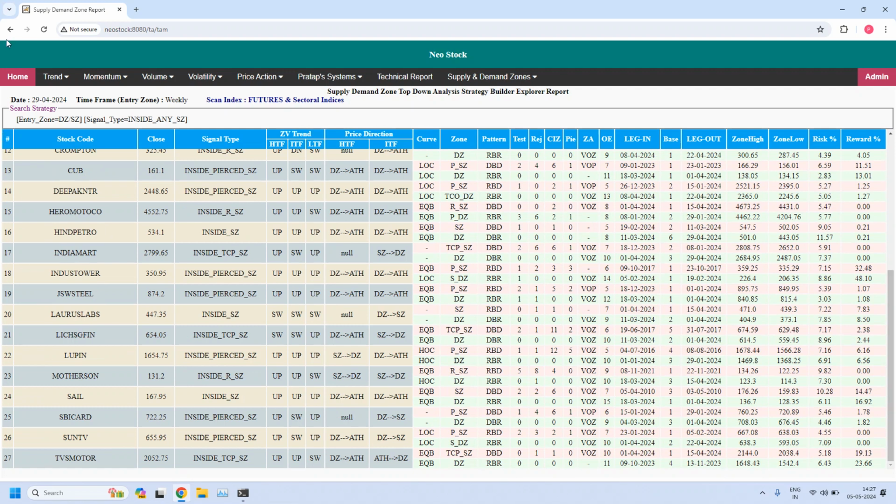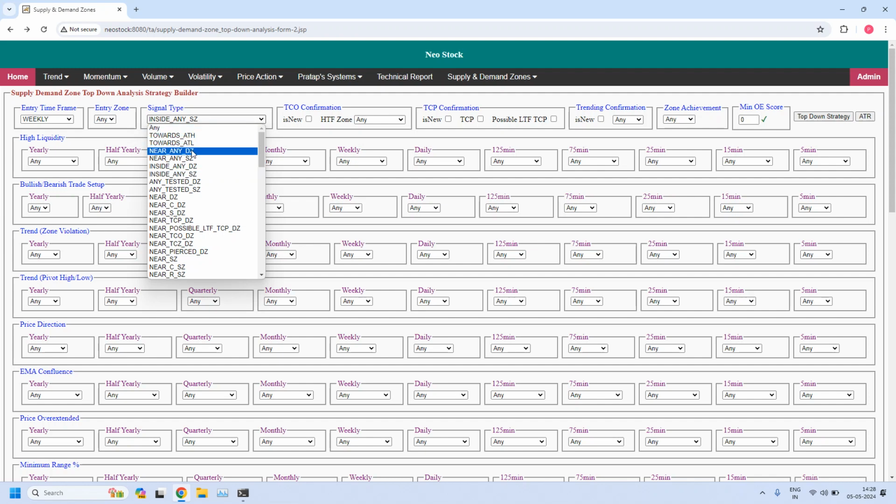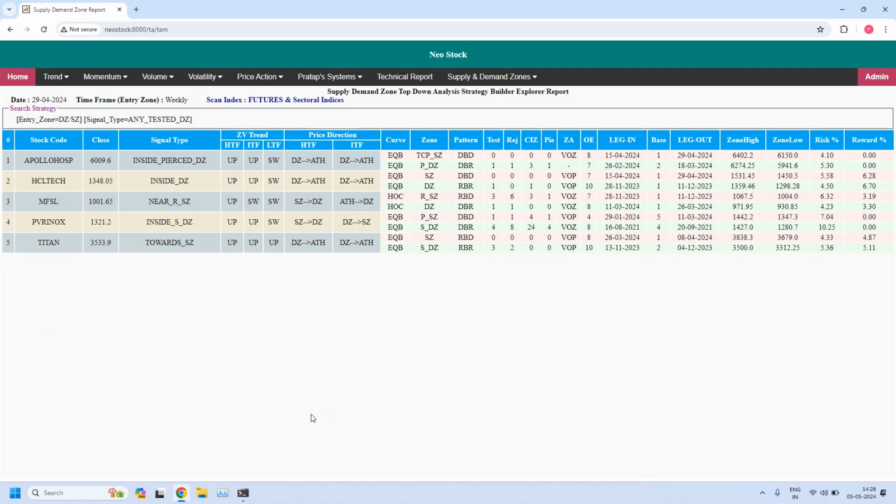So I am going back. For weekly time frame, let us find the stocks that tested the weekly demand zones during this week. So these 5 stocks' demand zones are tested during this week. That means 5 weekly demand zones are tested.